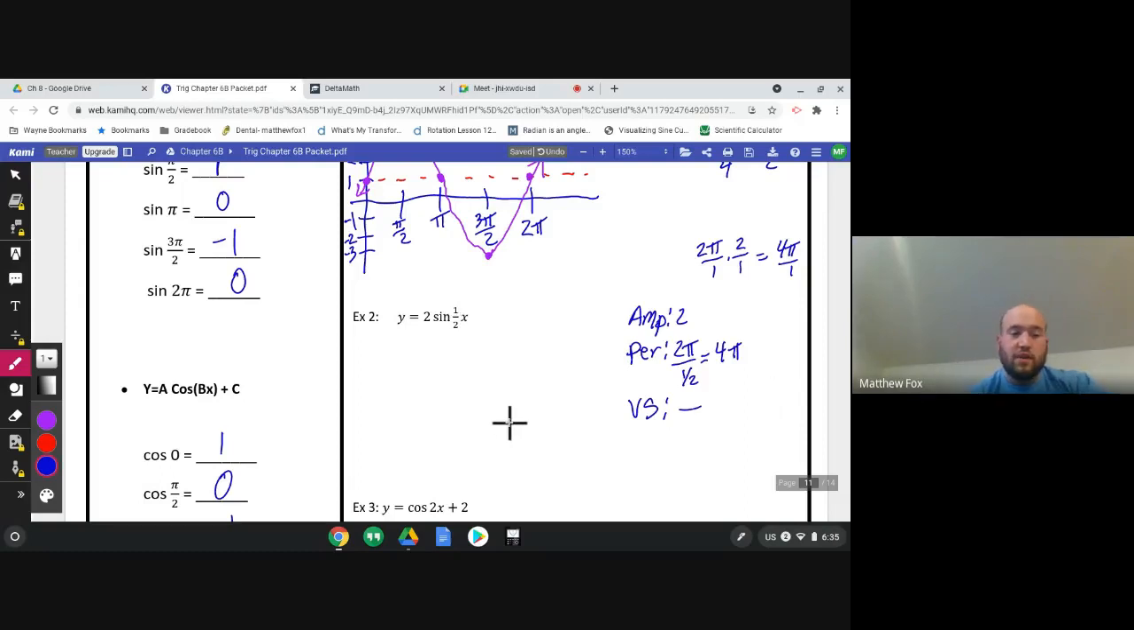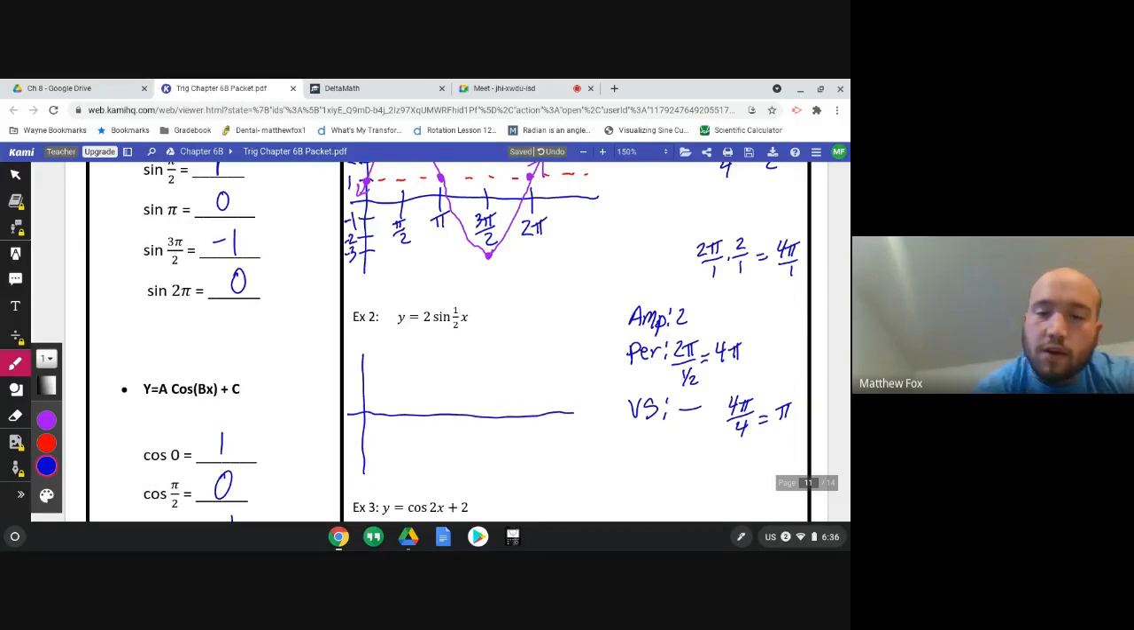Now, to find our interval, we'll take the period. We always divide by 4. No matter what the period is, you divide by 4 to get your interval. 4 pi divided by 4 is pi. So we put in our x and our y axis. And now keep in mind, the midline here is going to be on 0. The amplitude is 2, so we'll have to go up 1, 2, up to 2. Also down 1, 2, down to -2.